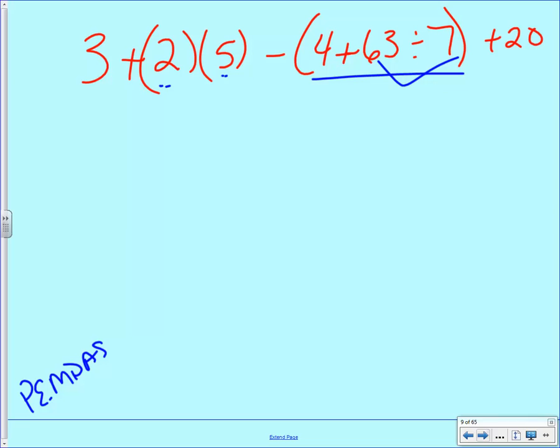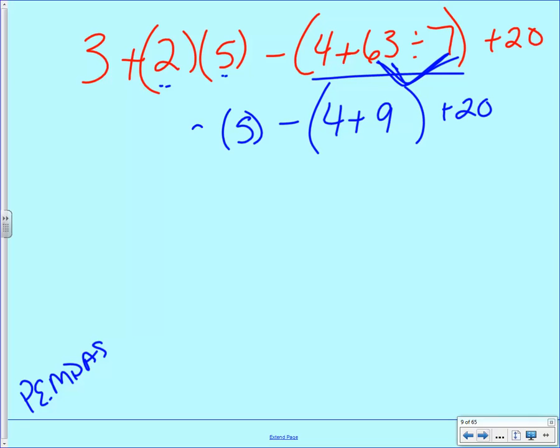And when you do that, remember that you're going to have to bring down your 4 plus, okay? So 63 divided by 7 is going to give you 9. So here's my 4 plus, and I bring down the answer from the 63 and 7, which is my 9. I'm going to leave it in parentheses because I'm not done with this yet. I'm going to bring down everything else.